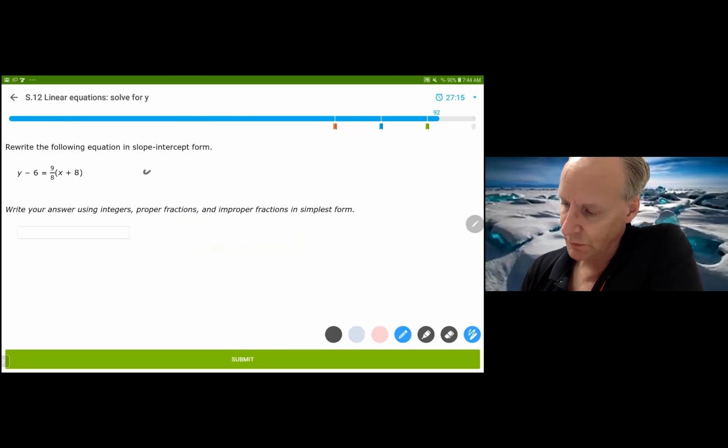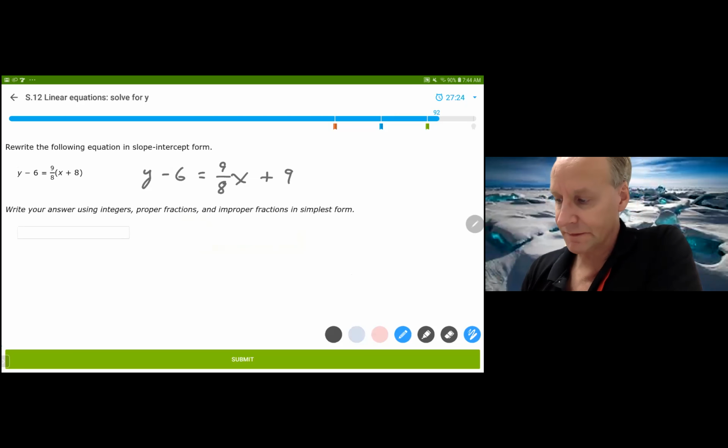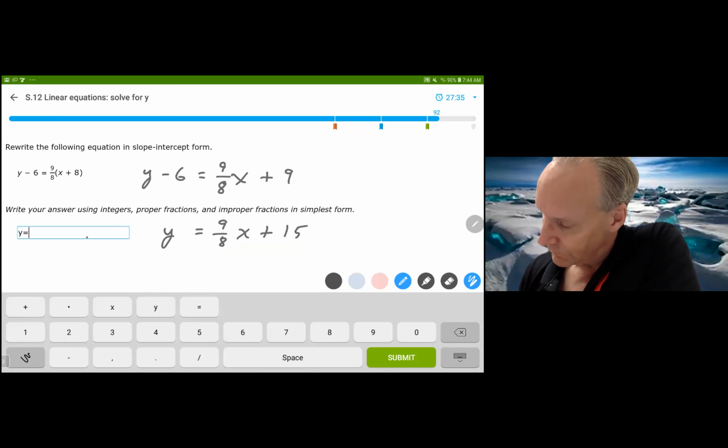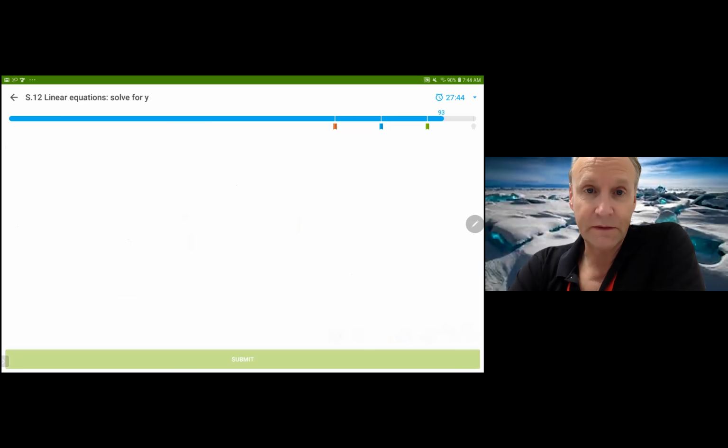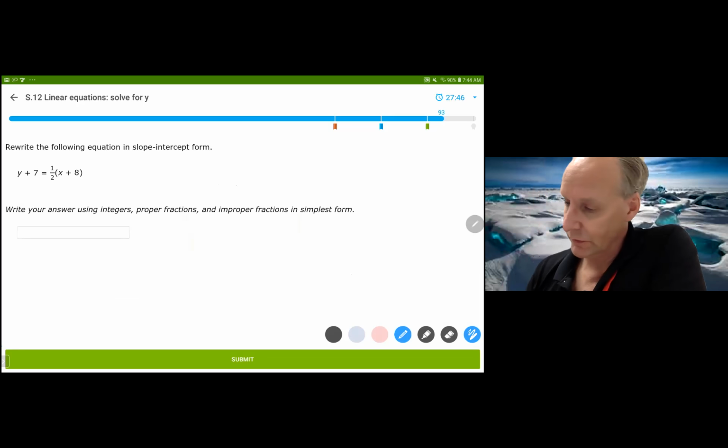Okay, we've got y minus 6 is equal to 9 over 8x plus 9. Those 8's canceled out. If you can't see that, go ahead and put it on the side. I'm going to add 6 to both sides. 9 over 8x, adding 6 can be plus 15. You're definitely going to be really good at this after this. Looks like they're going to make me do all 10 of them.